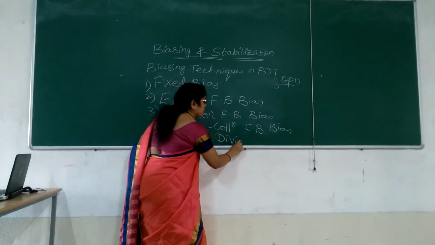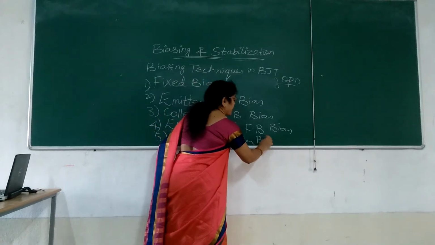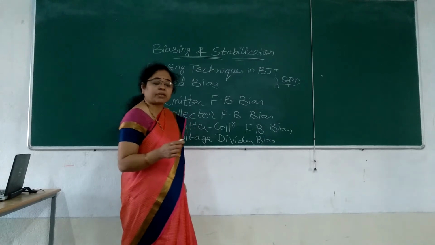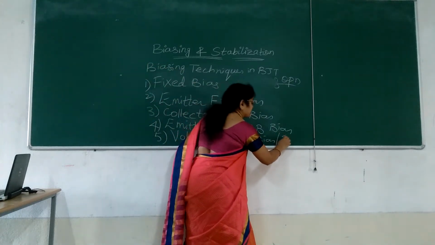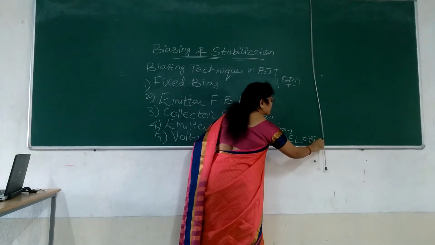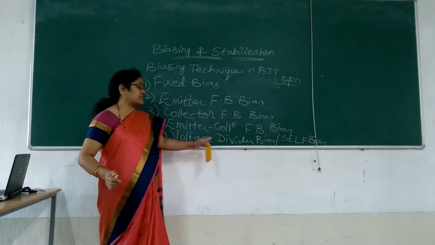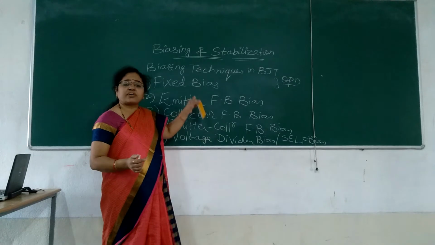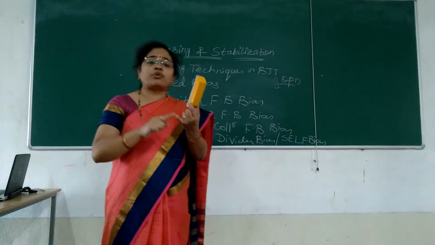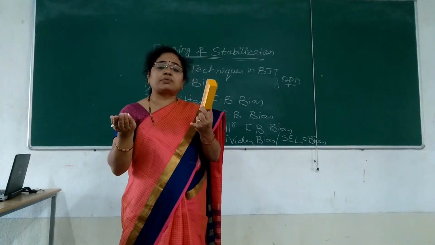Voltage divider bias is also named as self bias. So these are the various techniques to bias the transistor so that it forward biases the input side, or base emitter junction.